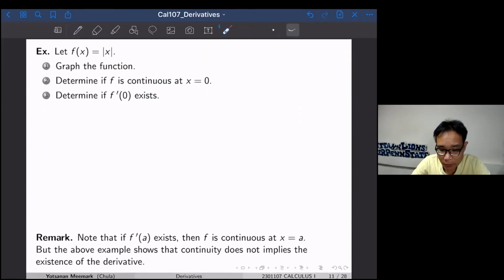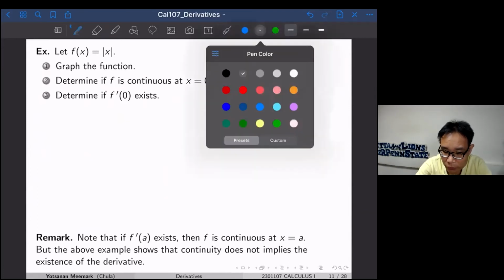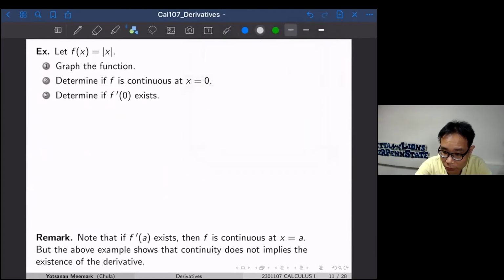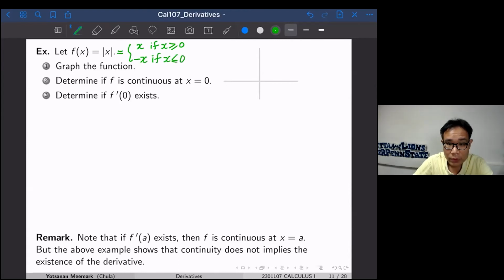For the next example, you have f(x) equal to absolute x. Okay, the first question asks you to graph the function. So you are asked to graph f(x) equal to absolute x. What is absolute x? It's going to be x if x is greater than or equal to 0, and negative x if x is less than or equal to 0. So you're going to get y equal to x if x is positive, and y equal to negative x if x is negative.